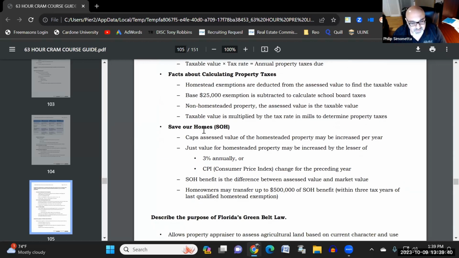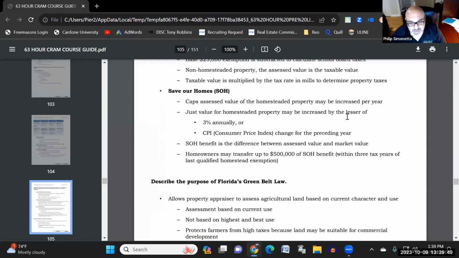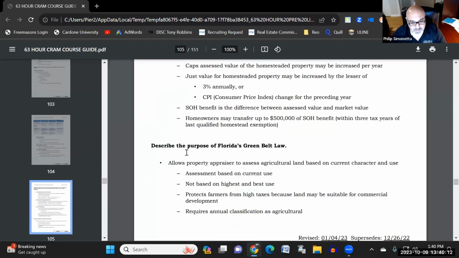The Save Our Home benefit, right? Save Our Home caps the assessed value of the home's property so that it may only increase a certain amount per year. The assessed value of the homesteaded property may increase by the lesser of 3% or the CPI price index for the preceding year. The Save Our Home benefit is the difference between the assessed value and just market value. Homeowners may transfer up to $500,000 of SOH benefit within 3 tax years of the last qualified exemption. Okay, so if they sell a house, they buy another one in 2 years, they can take that over.